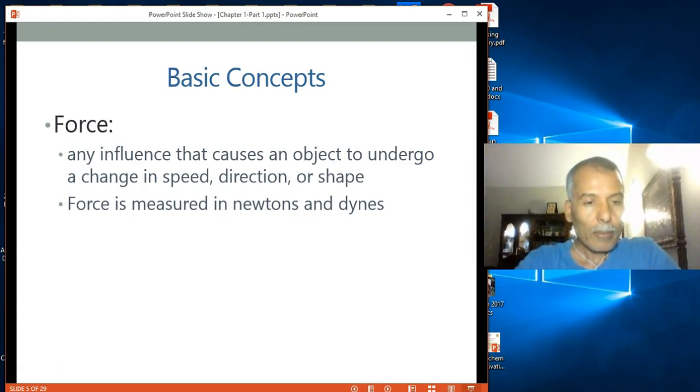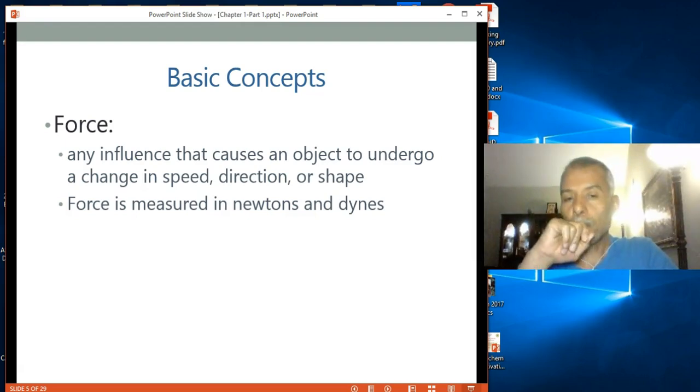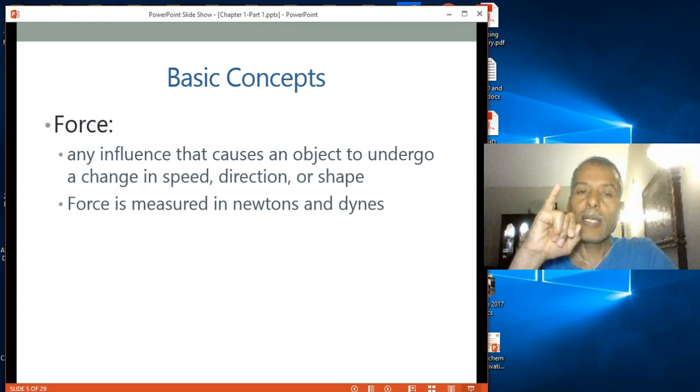Force is defined as any influence that causes an object to undergo a change in 3 things: a change in speed, a change in the direction of movement, or a change in shape.